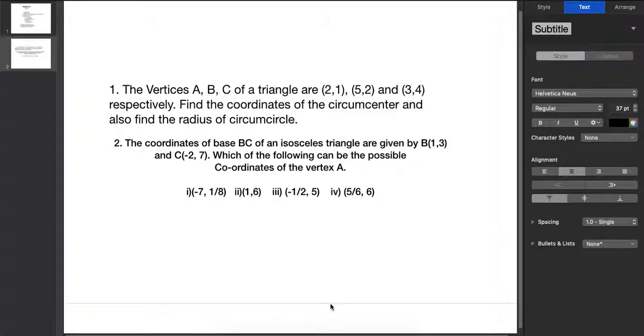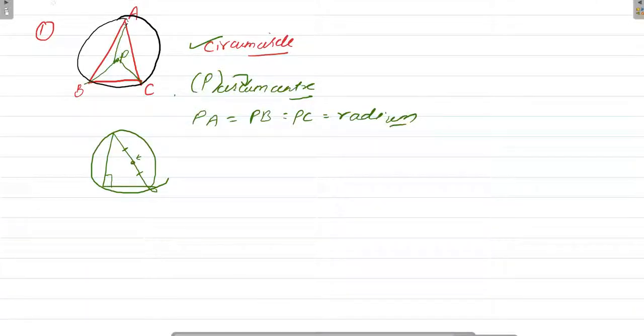In our first question, the vertices of triangle ABC are (2, 1), (5, 2) and (3, 4) respectively. We have to find the coordinates of the circumcenter and also the radius of the circumcircle. Please pause the video and do some maths using the distance formula, then come back here for the solution. So I am solving here.